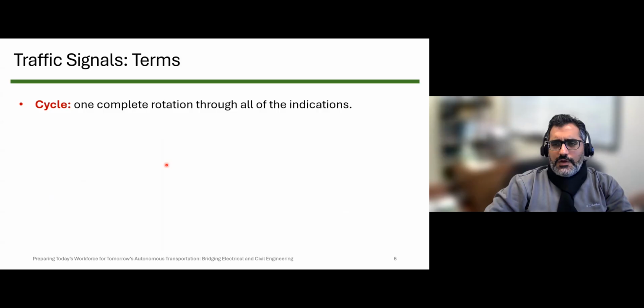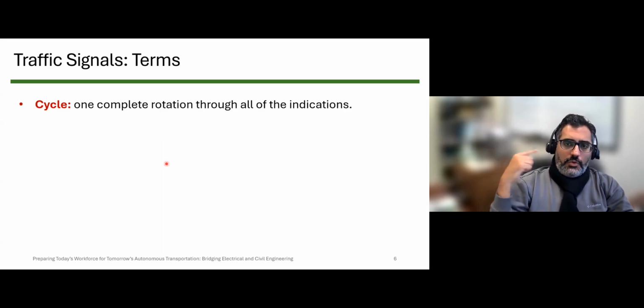Let's talk about a few terms that you will hear from me throughout the lecture today and make sure that we are all on the same page about them. The first one is cycle. That is one complete rotation through all of the indications. Remember, we have three indications on a traffic signal: red, yellow, and green. So a complete rotation of all these indications through the intersection would be a traffic cycle.